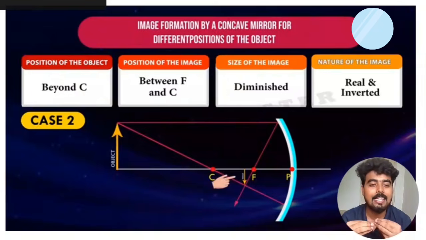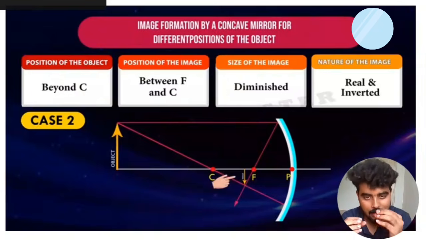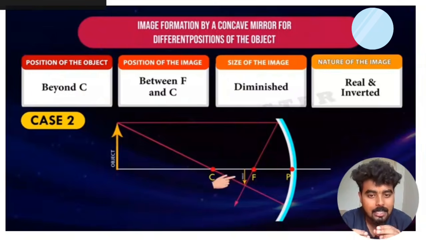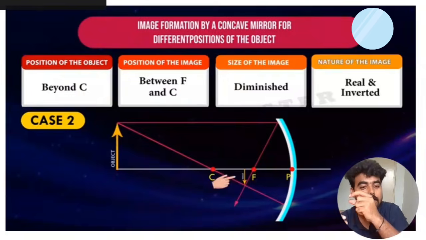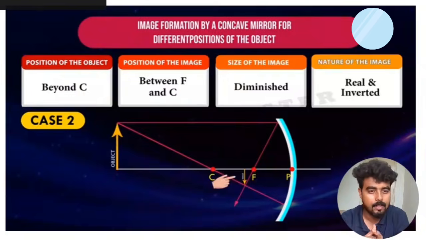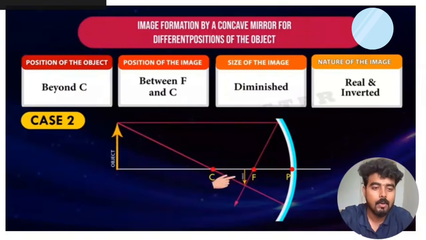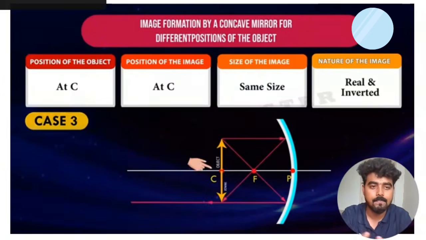So the nature of the image formed is real and inverted. The size of the image will be diminished, smaller than the object which we are going to place in front of the mirror. Okay. Now we are going to see case study number 3.